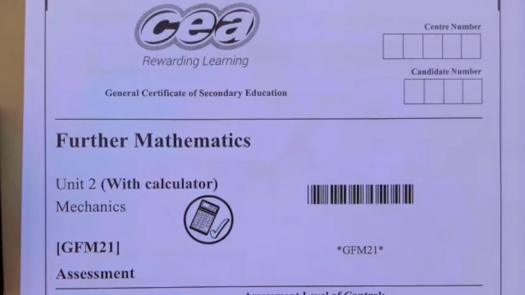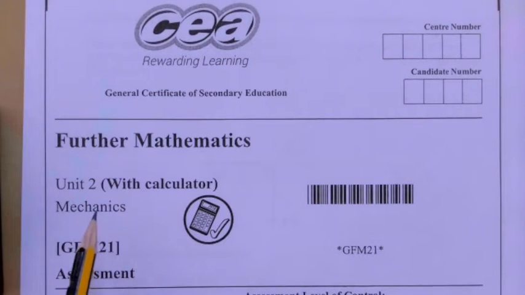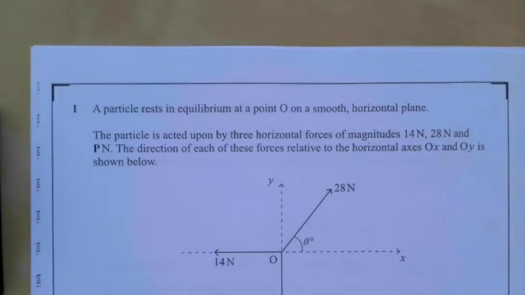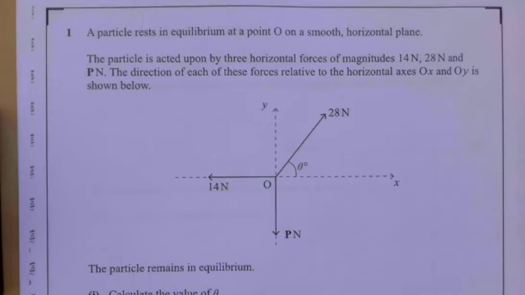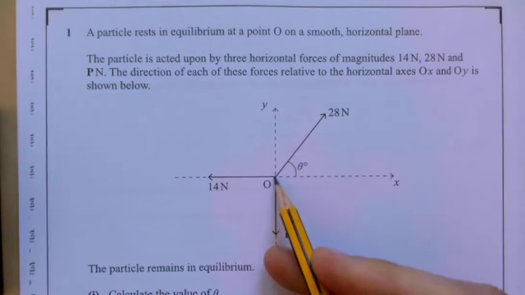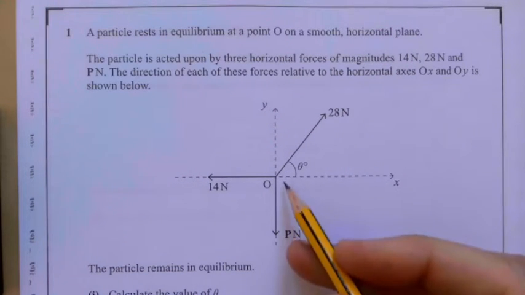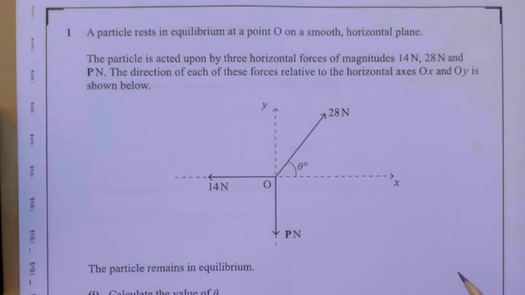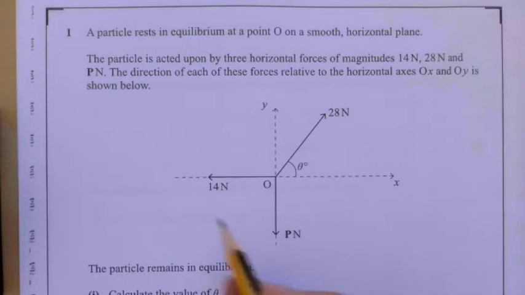This is a CCEA GCSE Further Maths Mechanics paper, and it's from summer 2021. So let's take a look at question 1. A particle rests in equilibrium at a point O on a smooth horizontal plane. The particle is acted upon by 3 horizontal forces of magnitude 18, 28 and P. The direction of each of these forces relative to the horizontal axis OX and OY is shown below.